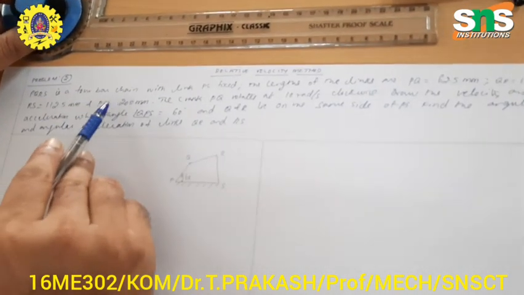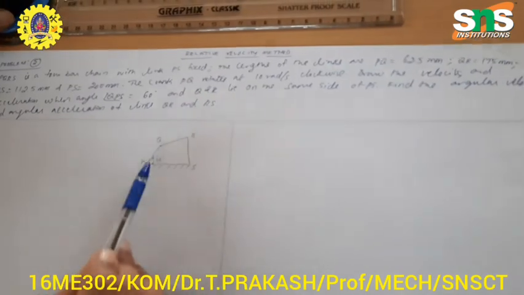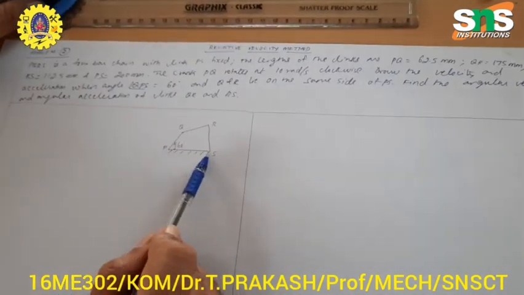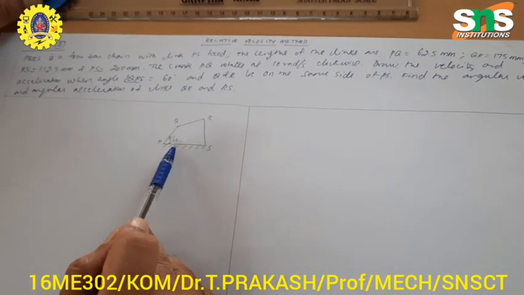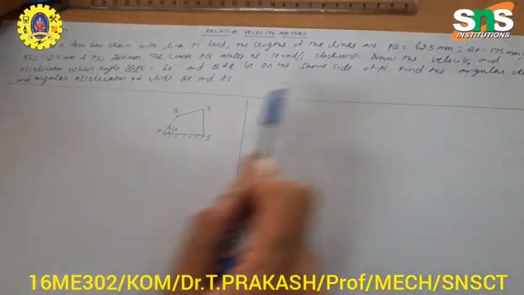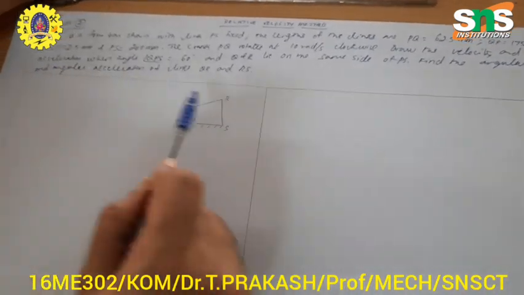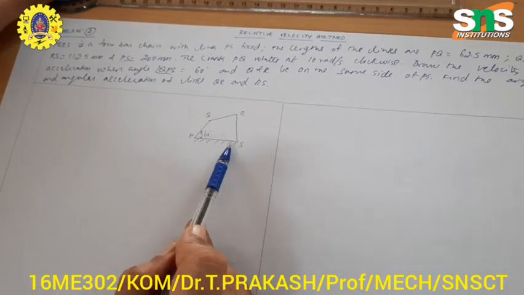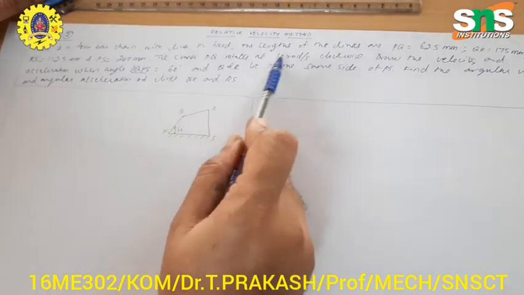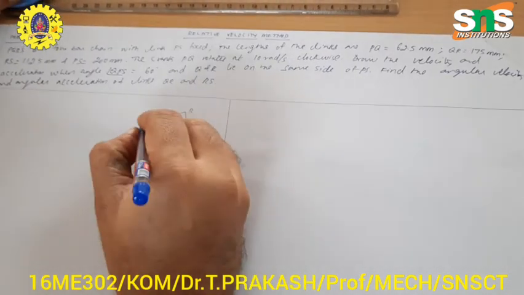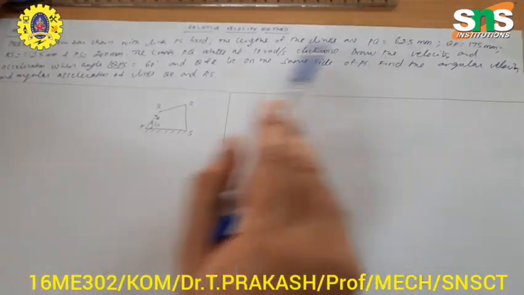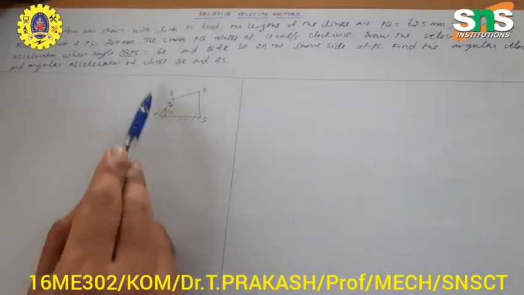PQRS is a 4-bar chain with the link PS fixed. The lengths of the links are given: PQ is 62.5, QR 175, RS 112.5, PS 200 mm. The crank PQ rotates at 10 radians per second clockwise. Draw the velocity and acceleration diagrams when angle QPS is 60 degrees.